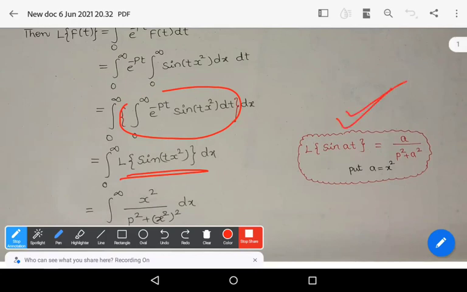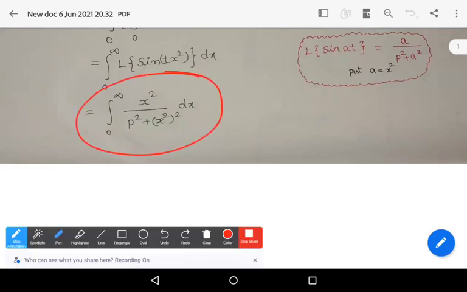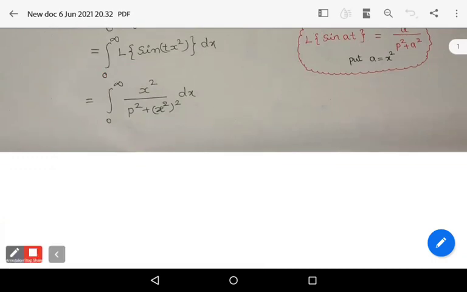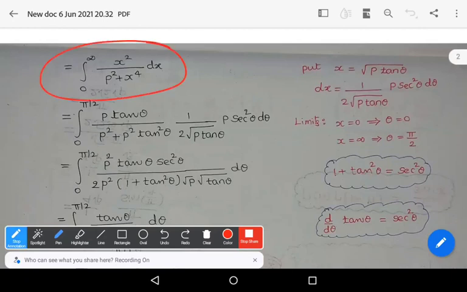In the right side, I write the formula L of sine at is equal to a by p square plus a square. Put a is equal to x square. You get this integral. Integral 0 to infinity x square divided by p square plus x square whole square dx. Now that is nothing but integral 0 to infinity x square divided by p square plus x power 4 dx. To solve this integral, we use the substitution method.